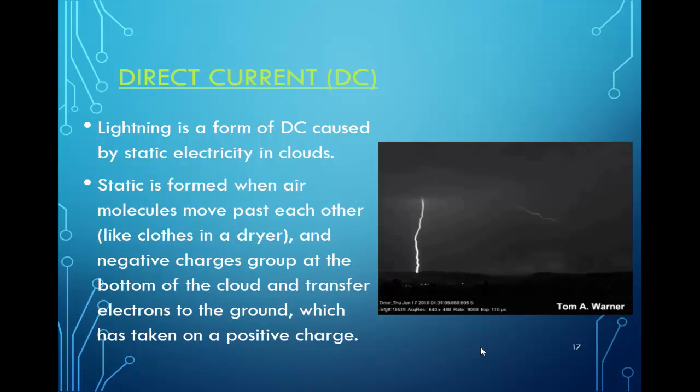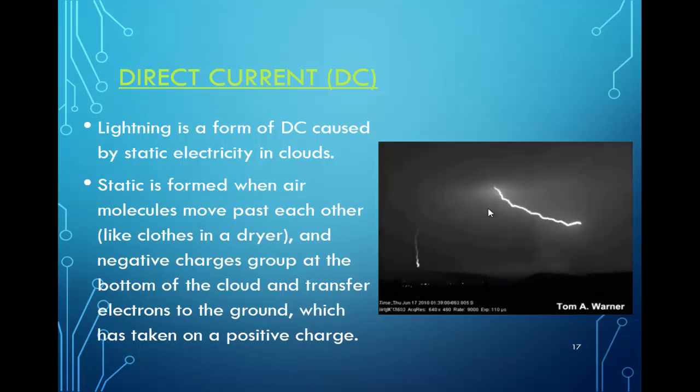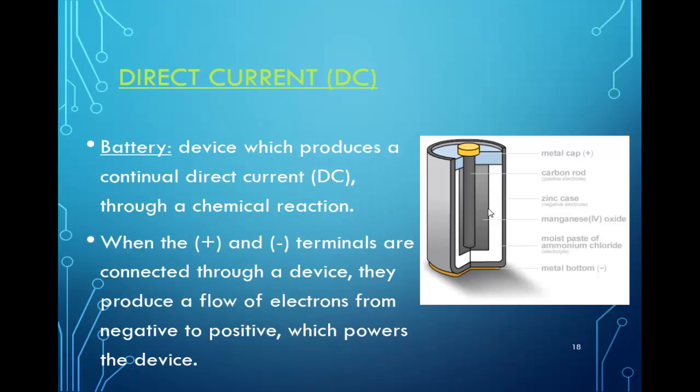We talked last time about the direct current, DC. We talked about how lightning is a form of DC caused by static electricity. Did you see? Yes, in this video, the shape of the lightning in the sky happens because of the DC or static electricity in the class.